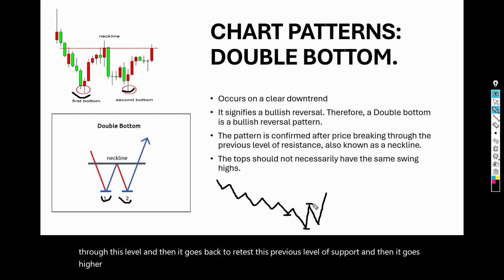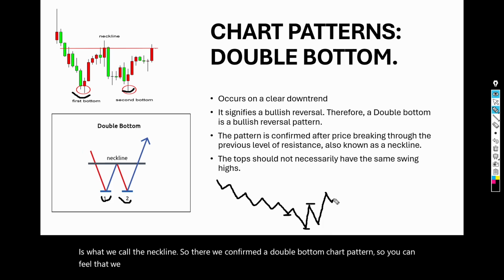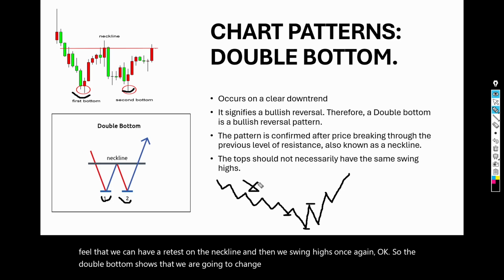So when it breaks this level here, the resistance created is what we call the neckline. So there we confirm a double bottom chart pattern. You can find that we can have a retest on the neckline, and then we swing high once again. So the double bottom shows that we are going to change from this downtrend into an uptrend.